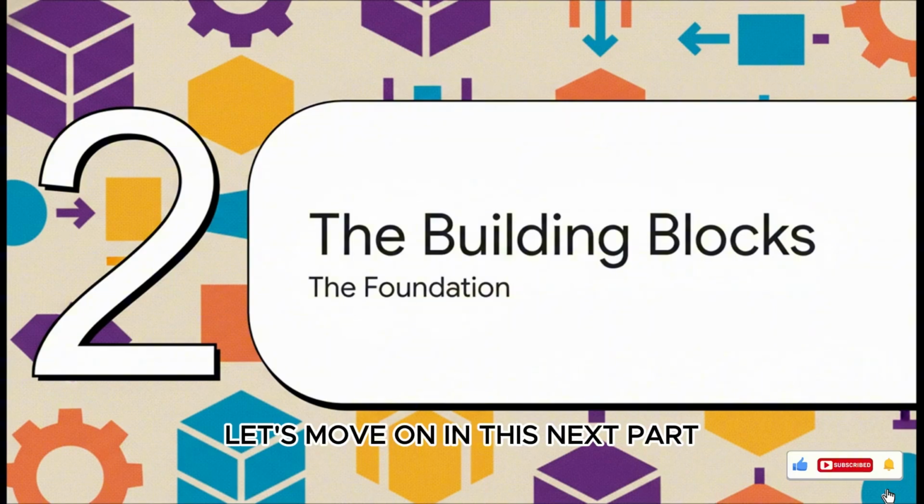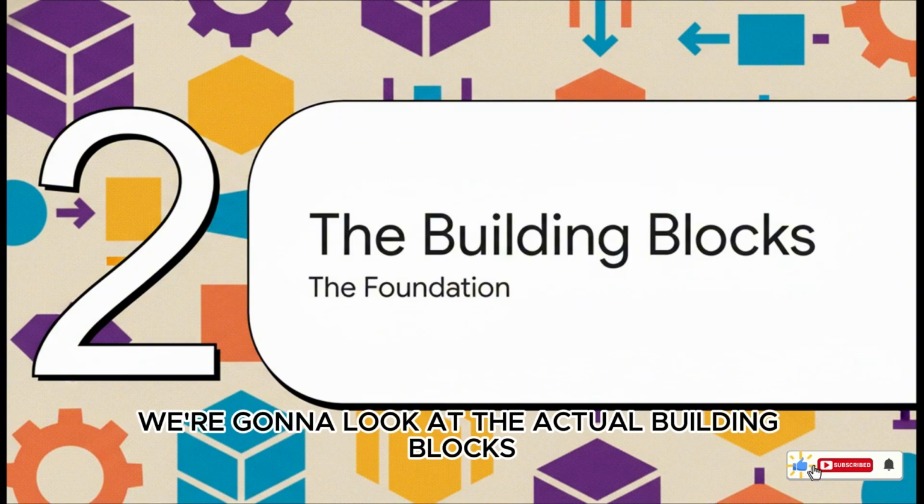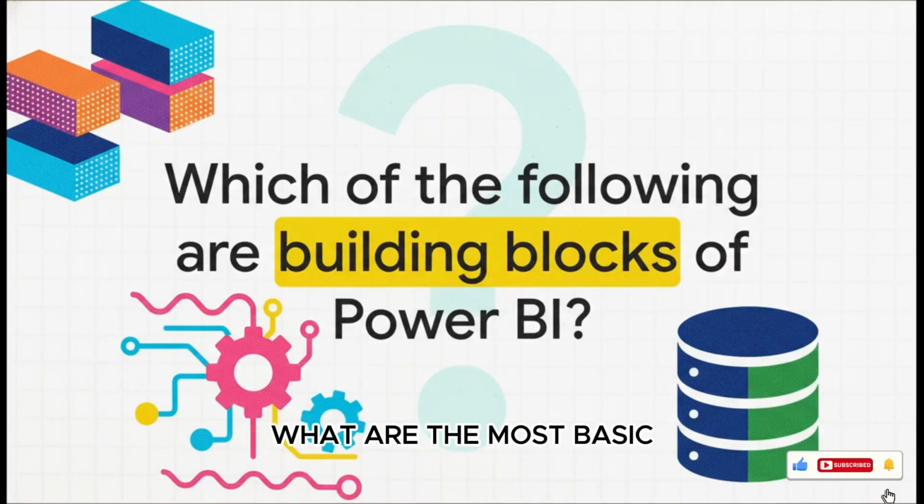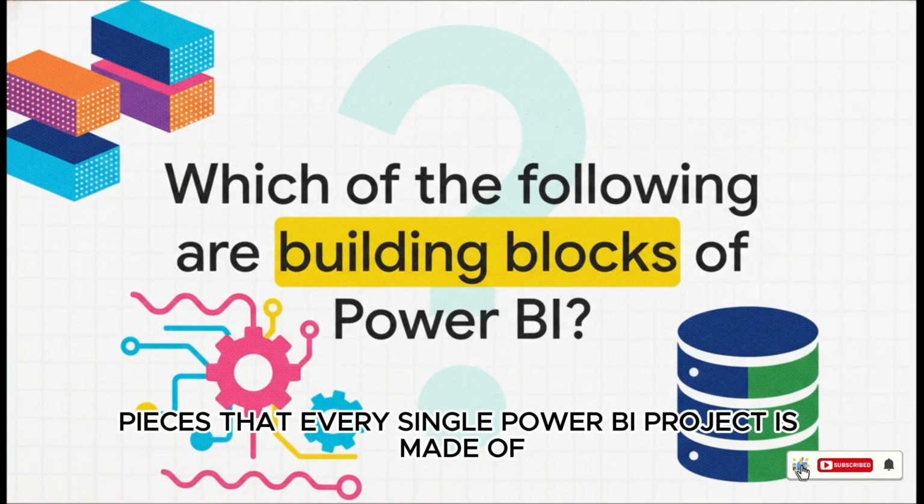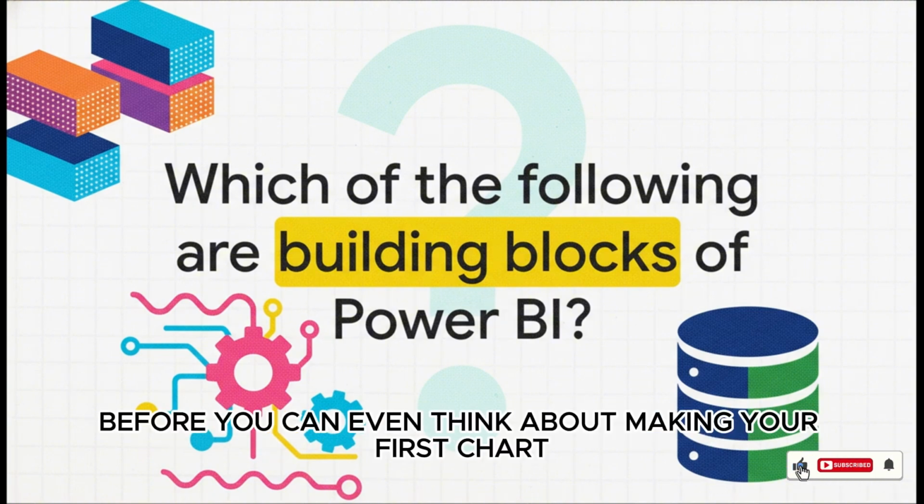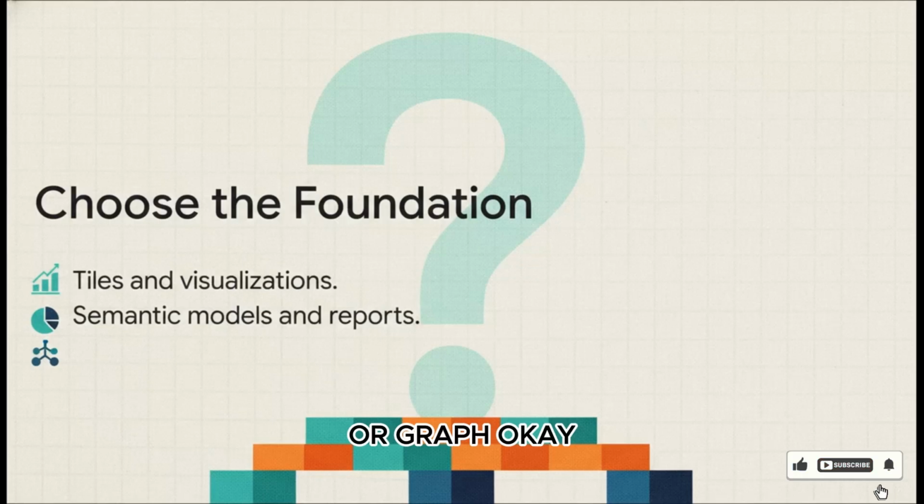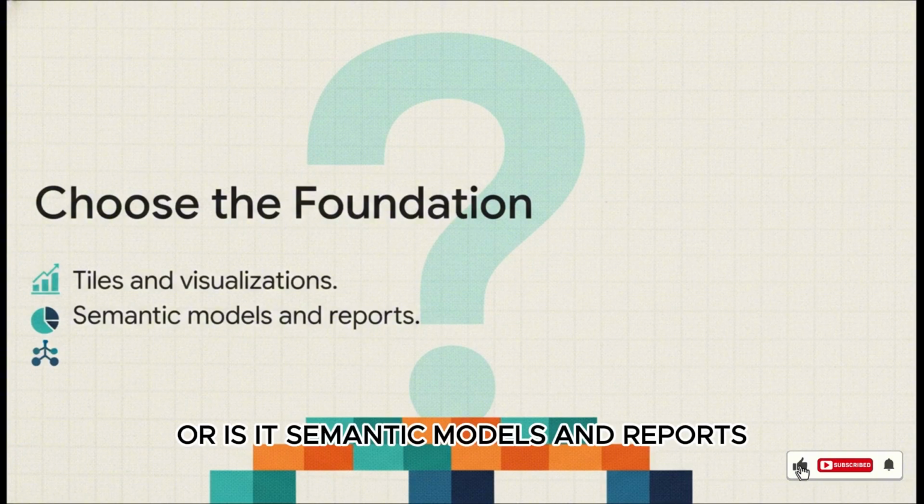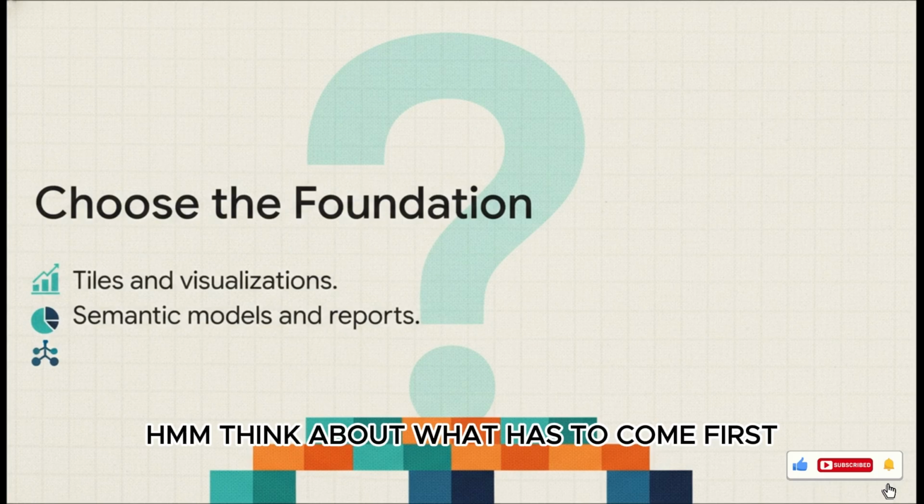In this next part, we're going to look at the actual building blocks, the fundamental stuff that you work with inside Power BI. So what are the most basic pieces that every single Power BI project is made of? What do you absolutely have to have before you can even think about making your first chart or graph? Okay, you've got 2 choices here. Is it tiles and visualizations? Or is it semantic models and reports? Think about what has to come first.